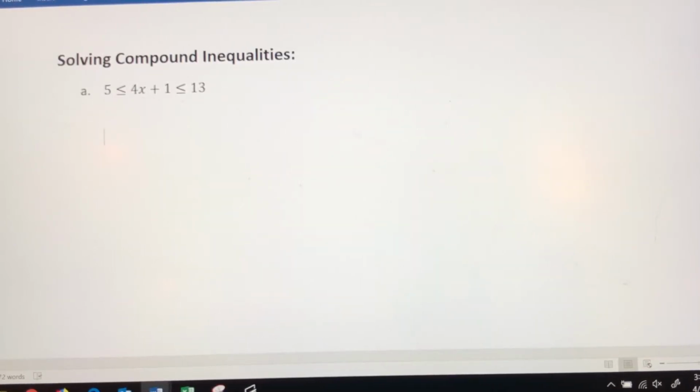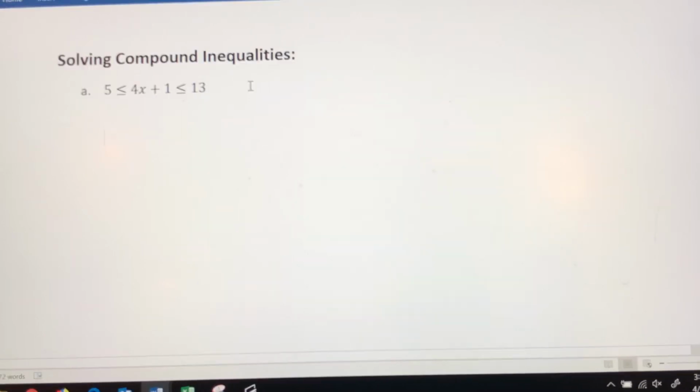This video is on solving compound inequalities. All right, this first one is going to be what we call an AND inequality, where 4x plus 1 is between and including 5 and 13. What we want to do is break this into two separate inequalities and solve each of those individually.